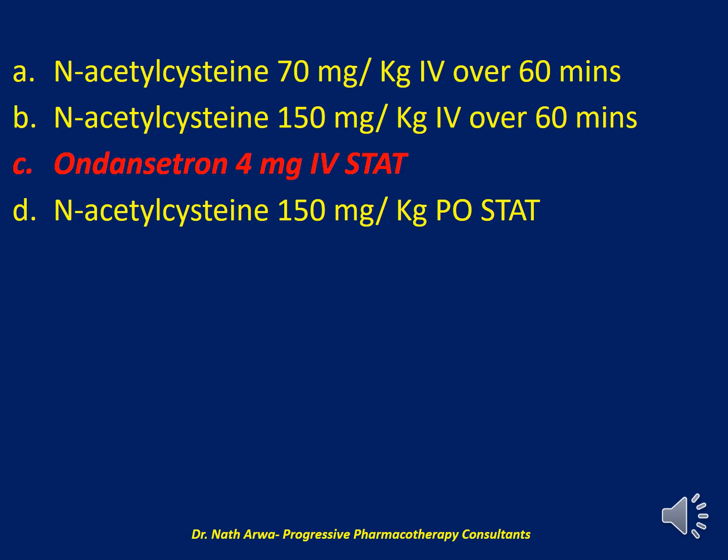Now, paracetamol levels drawn between 1 and 4 hours after ingestion may be helpful, although still controversial, to exclude paracetamol ingestion and not to guide antidote therapy. The most appropriate treatment at this time would be ondansetron 4 milligrams IV start, in my opinion. For guiding N-acetylcysteine treatment, only paracetamol levels after the 4-hour mark after ingestion are clinically useful.